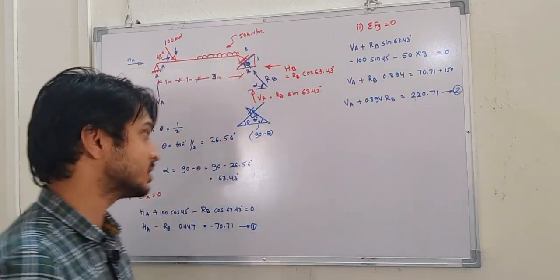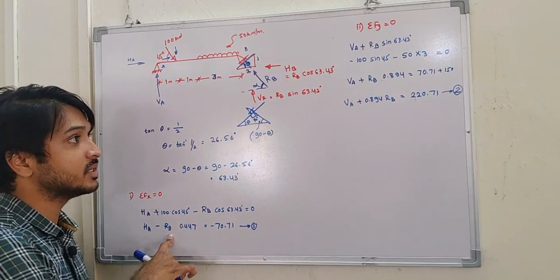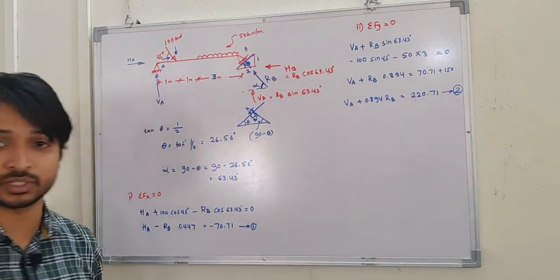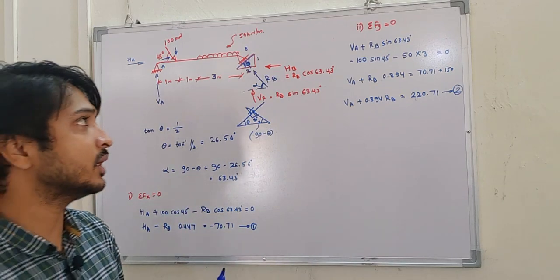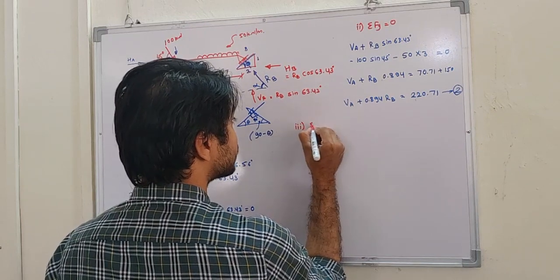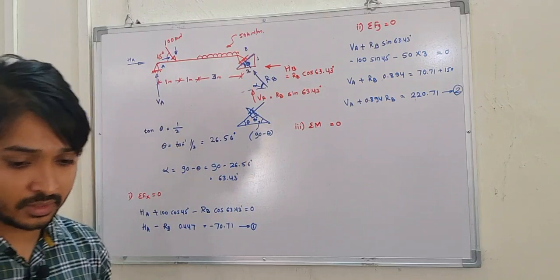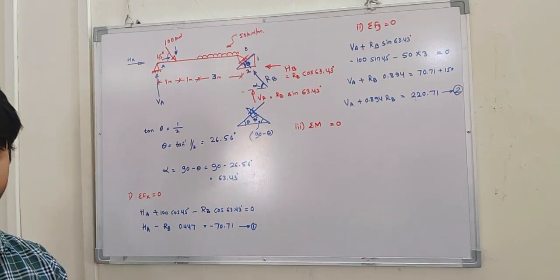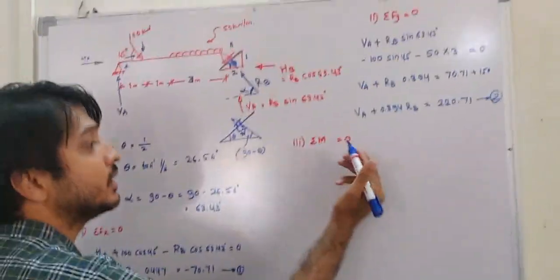We have got two equations, and how many unknowns are there? Here one HA is there, one RB is there, and one VA. So 3 unknowns are there, but we have only 2 equations. So solving this is not possible. So what we'll do? We'll go to the third equilibrium equation, that is summation of moment is equal to 0.